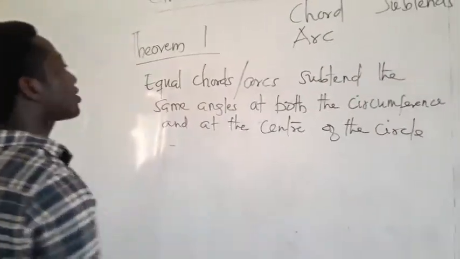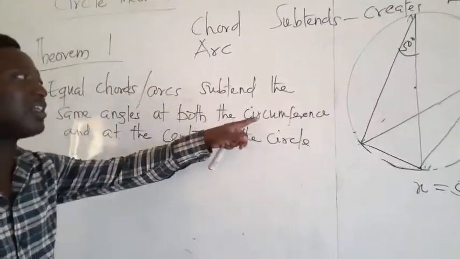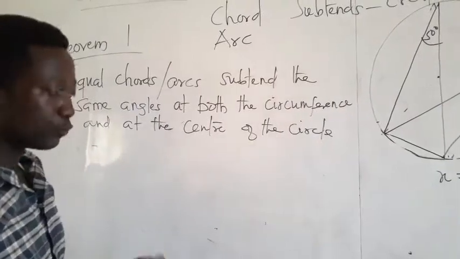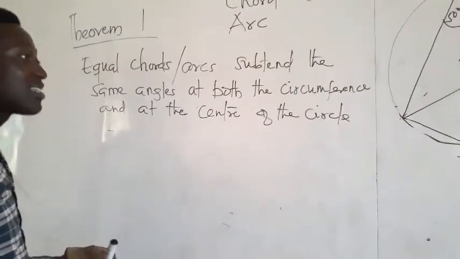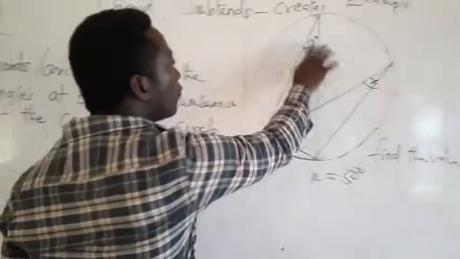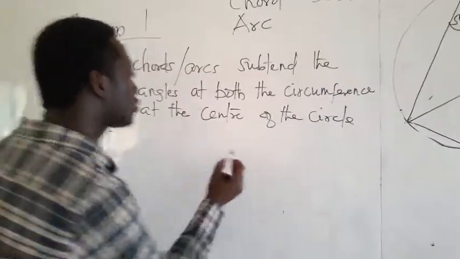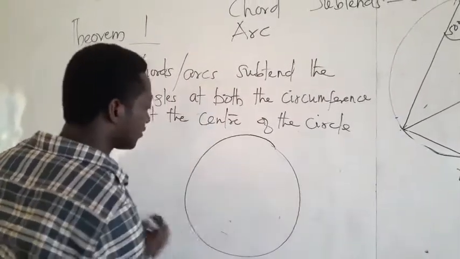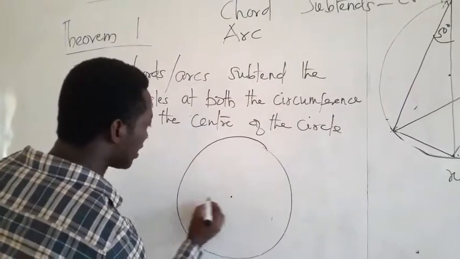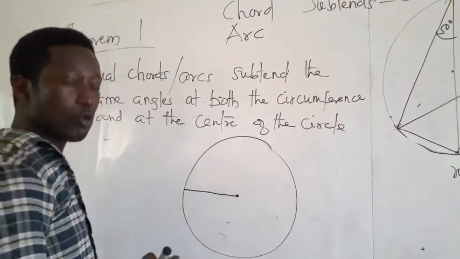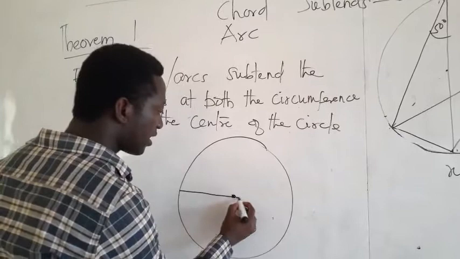We are saying that it is not only at the circumference that equal chords subtend the same angles, but rather at the center too. So it doesn't only apply to circumferences. It also applies to angles formed at the center of the circle. So if I draw another circle to illustrate that, and I have my center and I draw my diameter. Remember that a diameter divides the circle into two equal parts. So I have my diameter here.